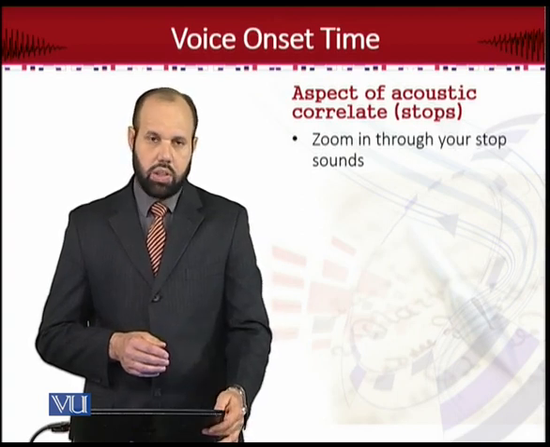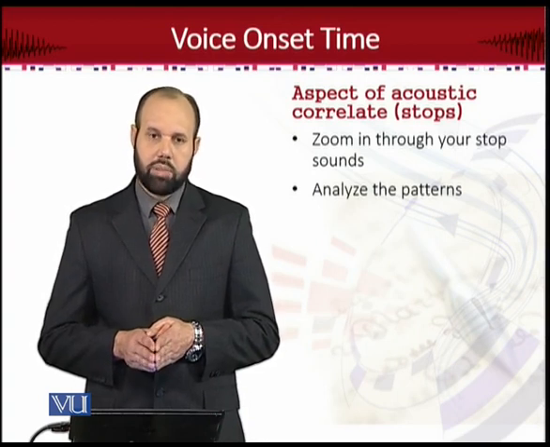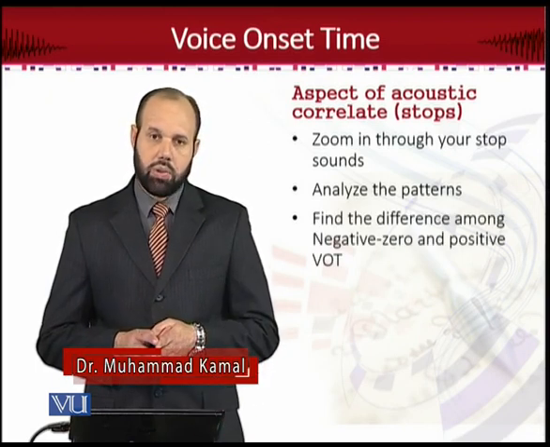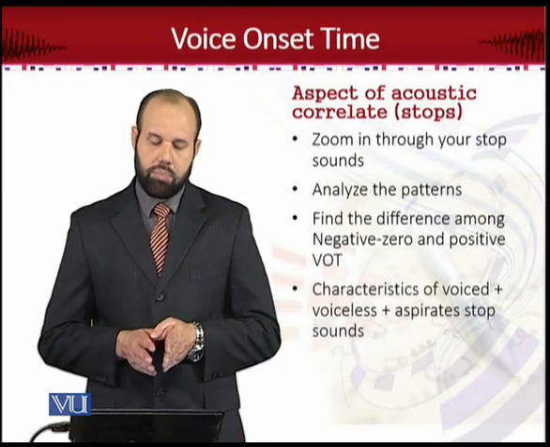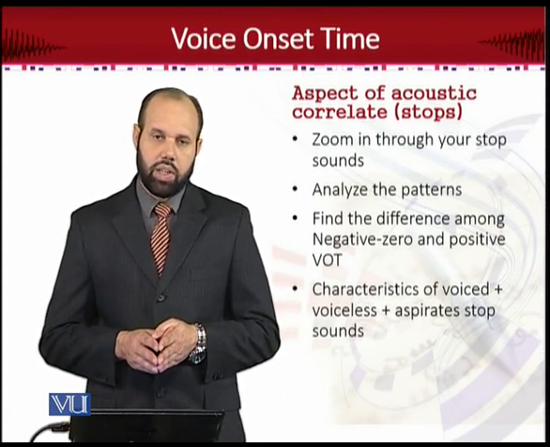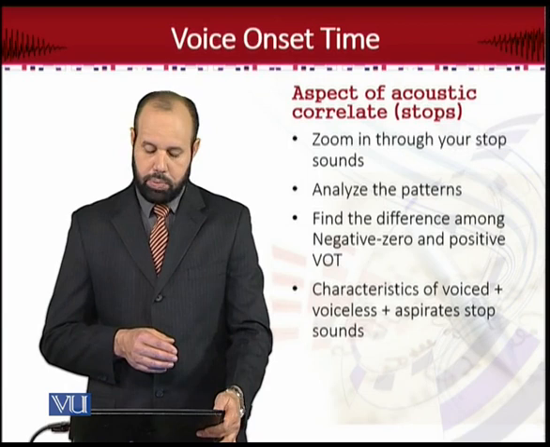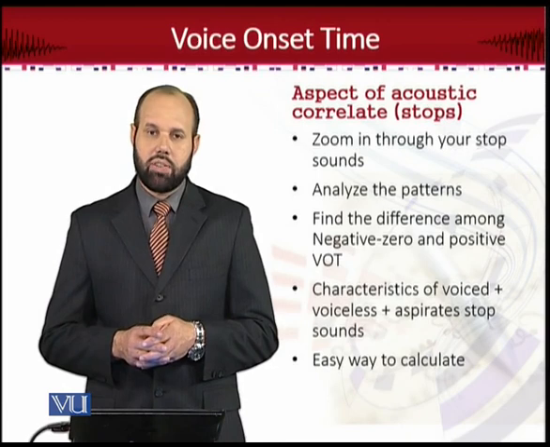All right, so we would record, and then after recording we would zoom in on our stop sounds, and we would explore and analyze the patterns of stops by showing you the negative, zero, and positive VOT, and then we would also tell you how they are correlated with voiced sounds, voiceless unaspirated, and then voiceless aspirated sounds, right? So that would be done, and we would let you know the very easy way to calculate VOT. So let's go to recording and then exploring through Praat.